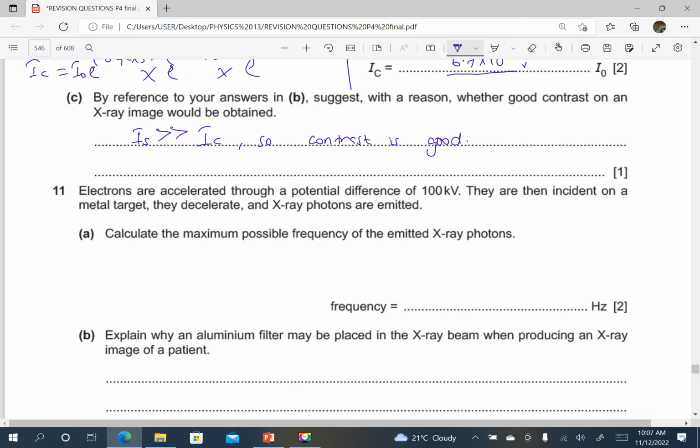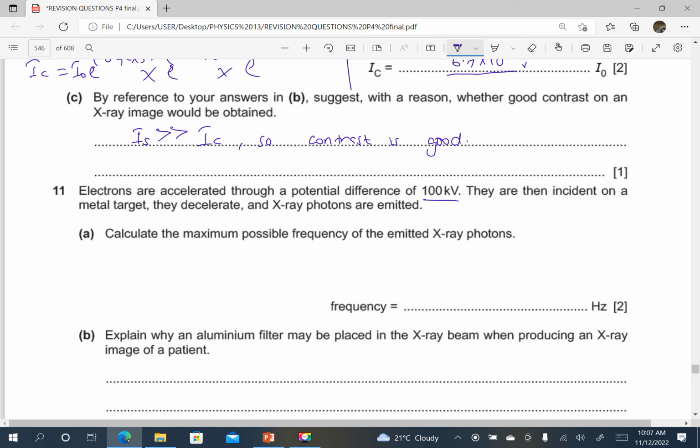Electrons are accelerated through a potential difference of 100 kilovolts. They are then incident on a metal target. They decelerate and X-ray photons are emitted. Calculate the maximum possible frequency of the emitted X-ray photons.